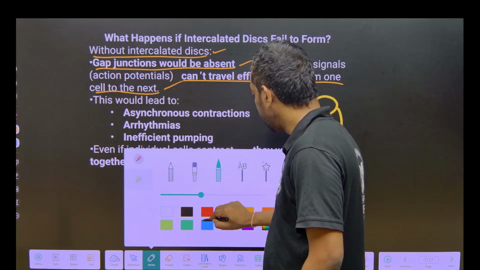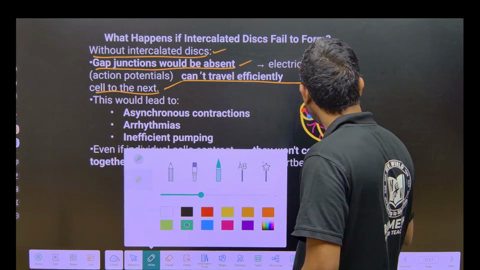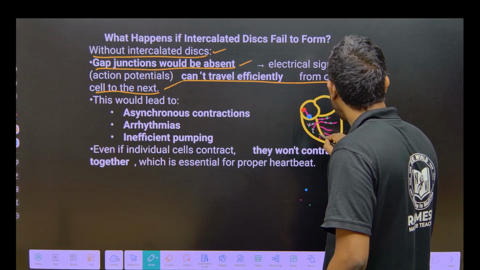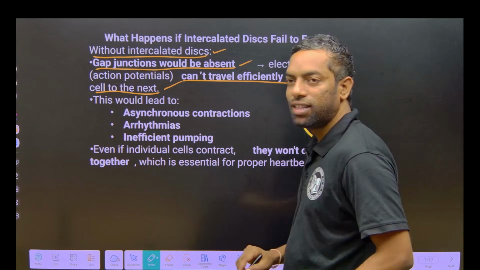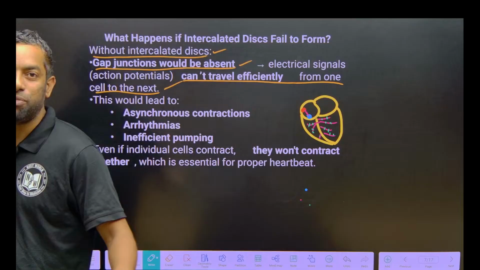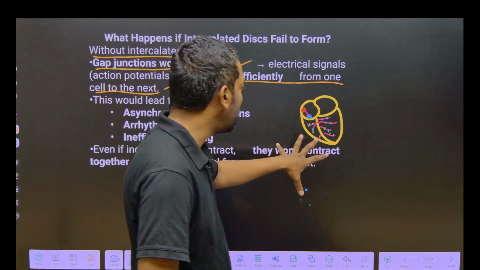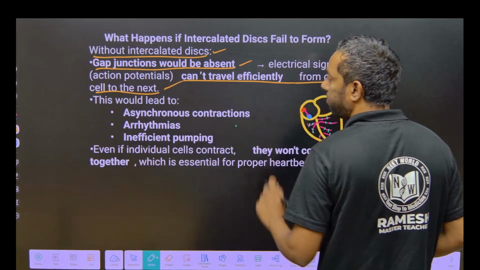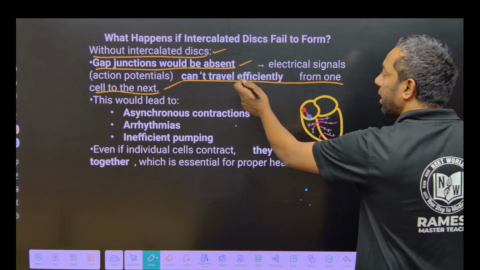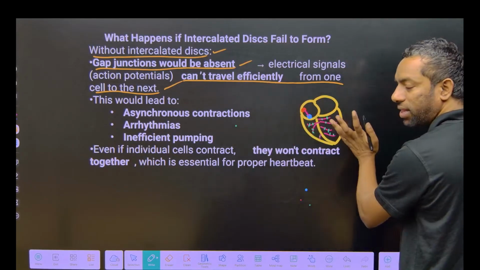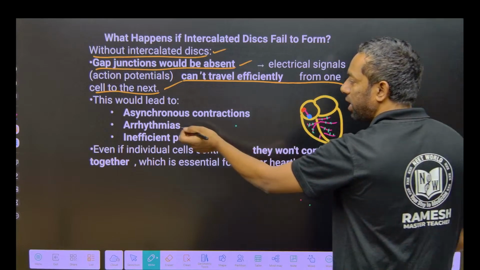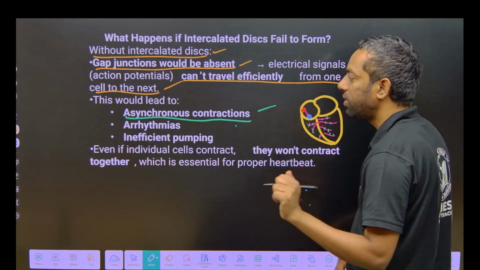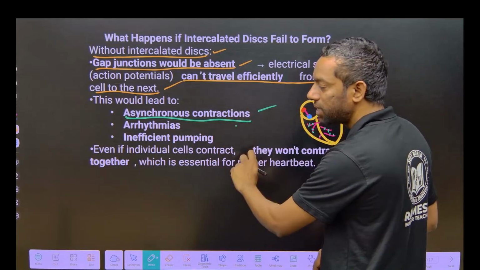In this travel of the signal, there are certain junctions, called gap junctions, guys. They pass signals throughout the heart. If that is affected, the signal cannot pass throughout the heart. That leads to asynchronous contraction, meaning there is no heart contraction and no action potential takes place.